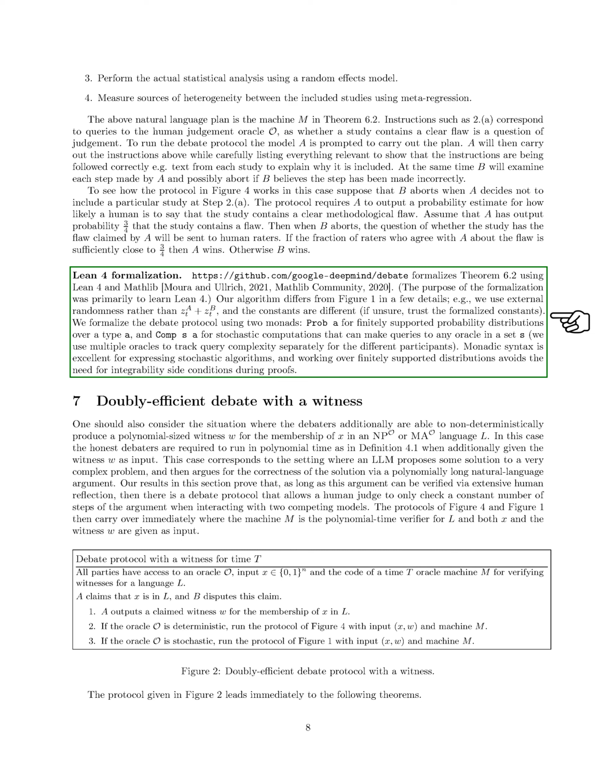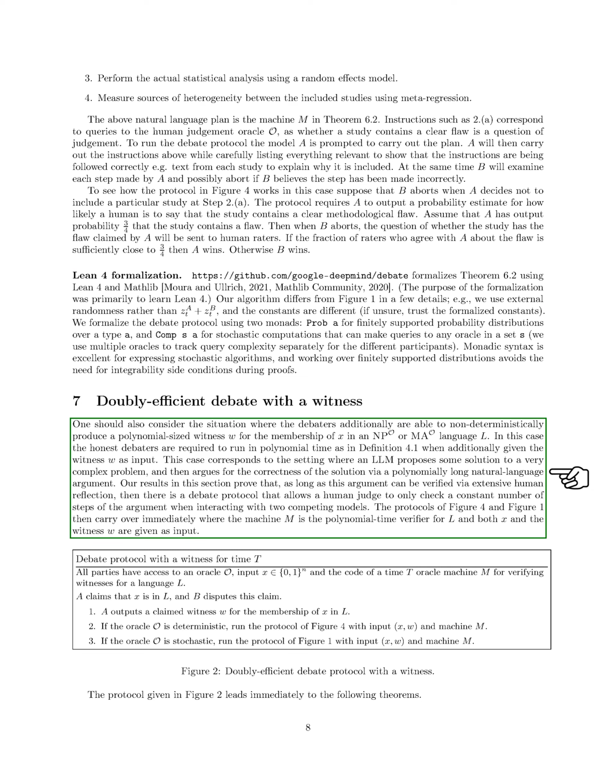We also consider a scenario where the models can produce a polynomial-sized witness for the membership of an element in a language. In this case, the models are required to run in polynomial time when given the witness as input. This corresponds to a situation where a model proposes a solution to a complex problem and argues for its correctness via a polynomially long natural language argument. As long as this argument can be verified through extensive human reflection, there is a debate protocol that allows a human judge to only check a constant number of steps of the argument when interacting with two competing models.